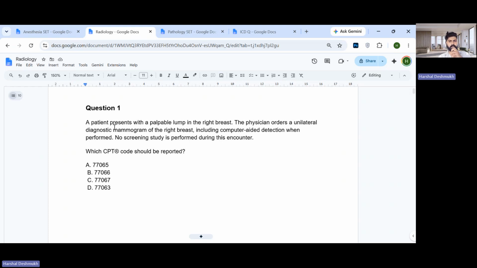Reading out this question: a patient presents with a palpable lump in the right breast. The physician orders a unilateral diagnostic mammogram of the right breast, including computer aided detection when performed. No screening studies were performed during this encounter. You have these four options.